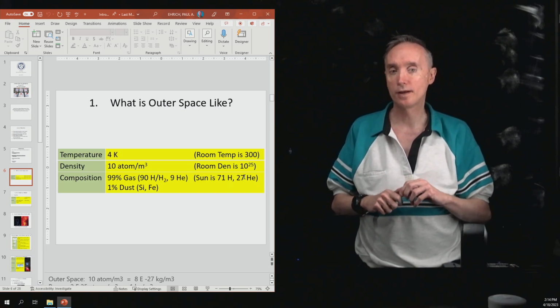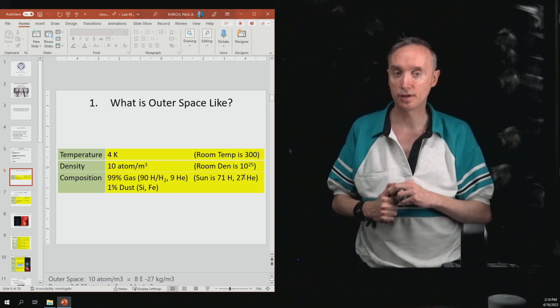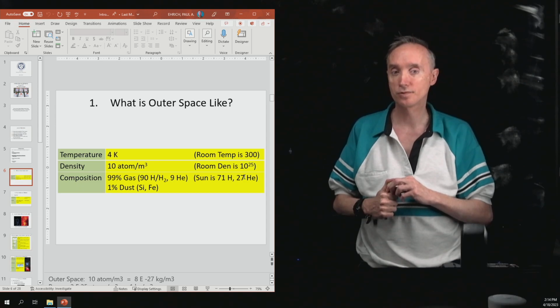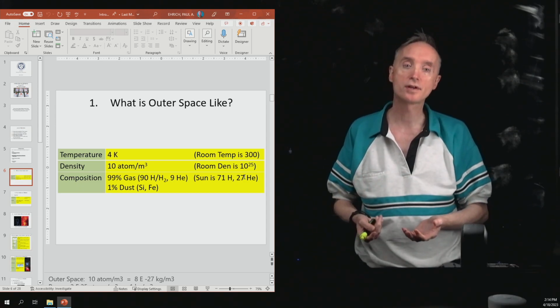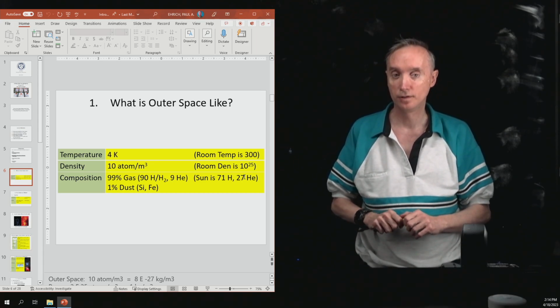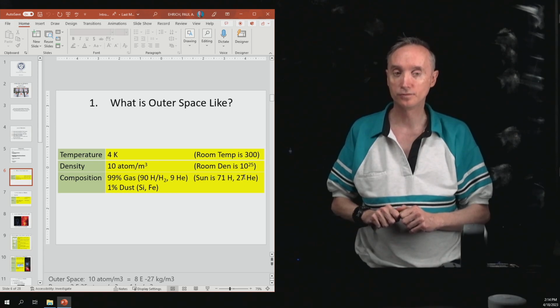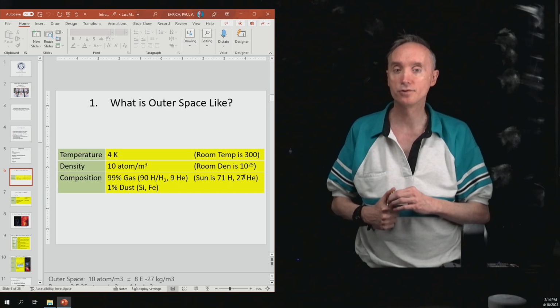Now what's unusual about this is the sun is 71% hydrogen and 27% helium. So why does the sun have less hydrogen and more helium than outer space? Well, what has the sun been doing? So for the past 5 billion years, the sun has been converting hydrogen into helium.